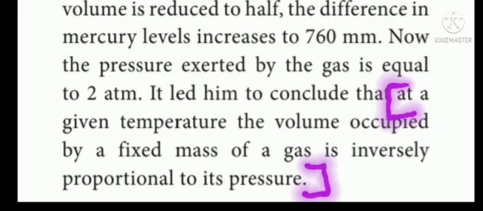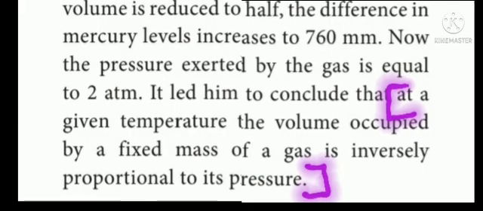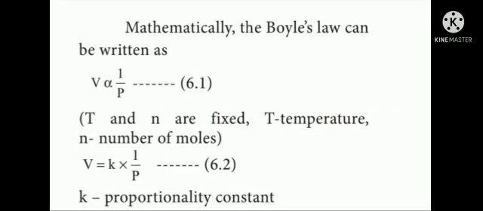Again I repeat, according to Boyle's law, at a given temperature, the volume occupied by a fixed mass of a gas is inversely proportional to its pressure. The mathematical expression for Boyle's law is given here. Volume V is inversely proportional to pressure P. It is given in equation 6.1. T and n are fixed. The capital letter T and the small letter n are fixed. T is temperature, n is number of moles.